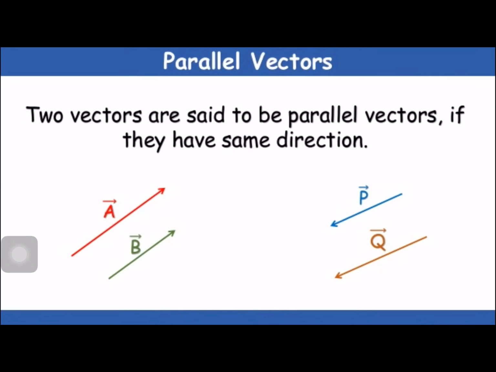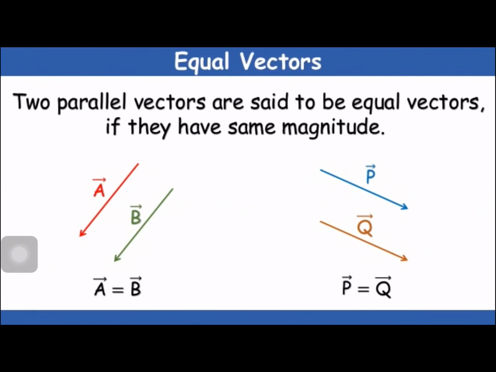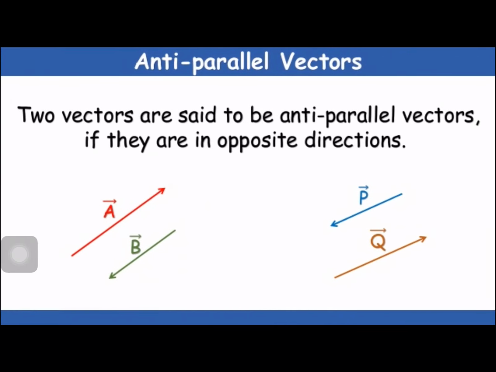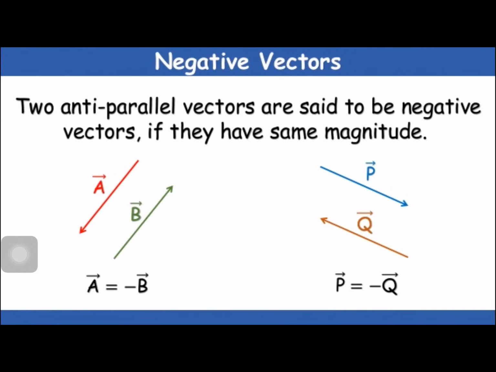So types of vector, here you can see. Two vectors are said to be parallel, means that the two vectors have the same direction. Equal vectors: if both vectors have the same magnitude, we say the vectors are called equal vectors. If the two vectors have opposite directions to each other, we say that is anti-parallel vector. Negative vector: anti-parallel vectors are said to be negative vectors, they have the same magnitude. A vector equal to minus B vector.